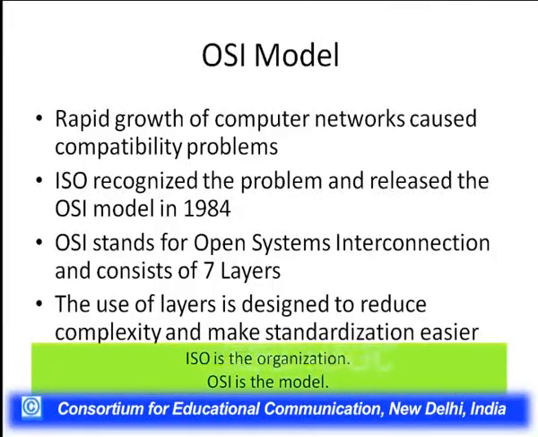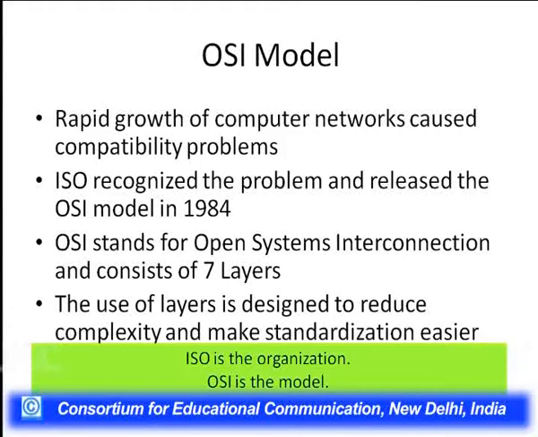The OSI model stands for Open System Interconnection, and it consists of 7 layers. The use of layers is designed to reduce complexity and make standardization easier. Basically, ISO is the organization and OSI is the model.